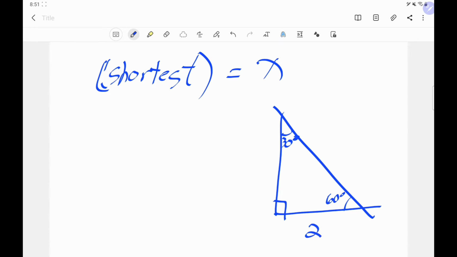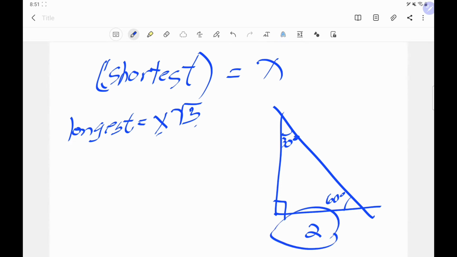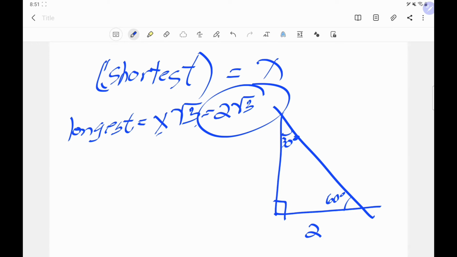The formula for finding the longer side: you just have to multiply the shortest side by the square root of 3. That means x times square root of 3. So for example, if your shortest side is 2, you just have to multiply the 2 by square root of 3 to get the longer side. So if your x is 2, you have 2 times square root of 3. That's the length of your longer side.